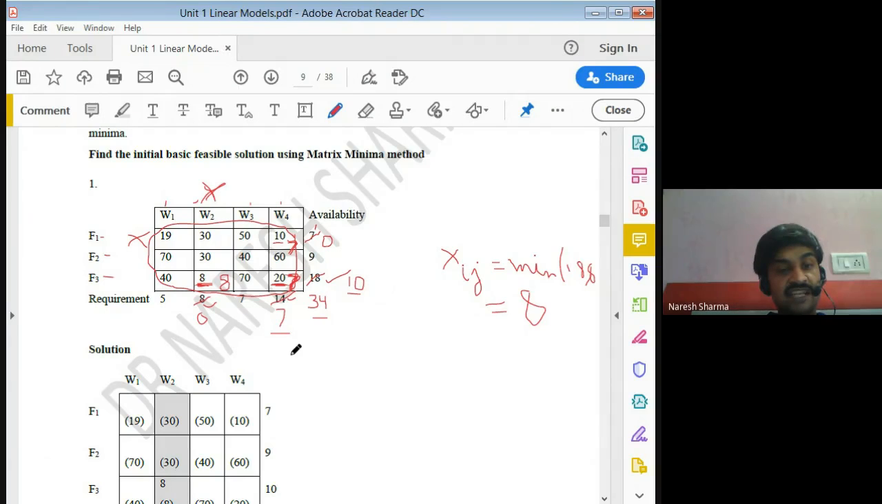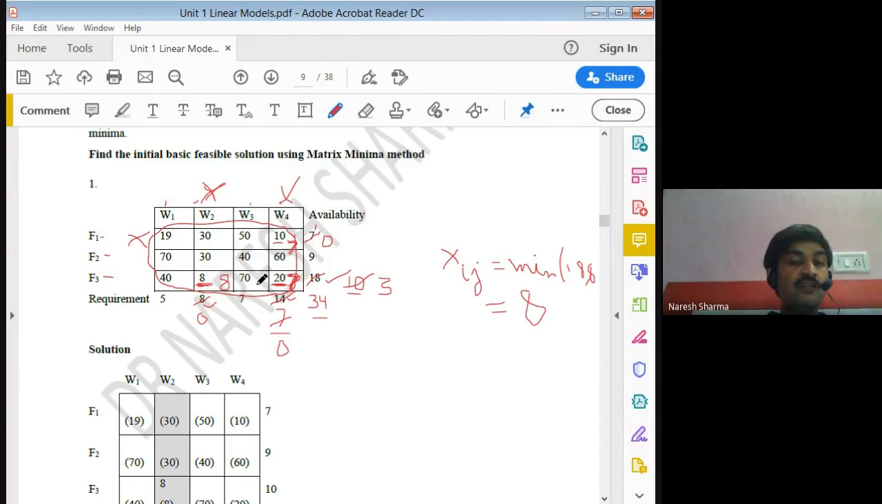So we allocate here 7 units. So this becomes your 0 and this becomes your 3. So now we cross your fourth column also. Now we are left with only the first and third column with the second and third row. So 70, 40, 40, 70.